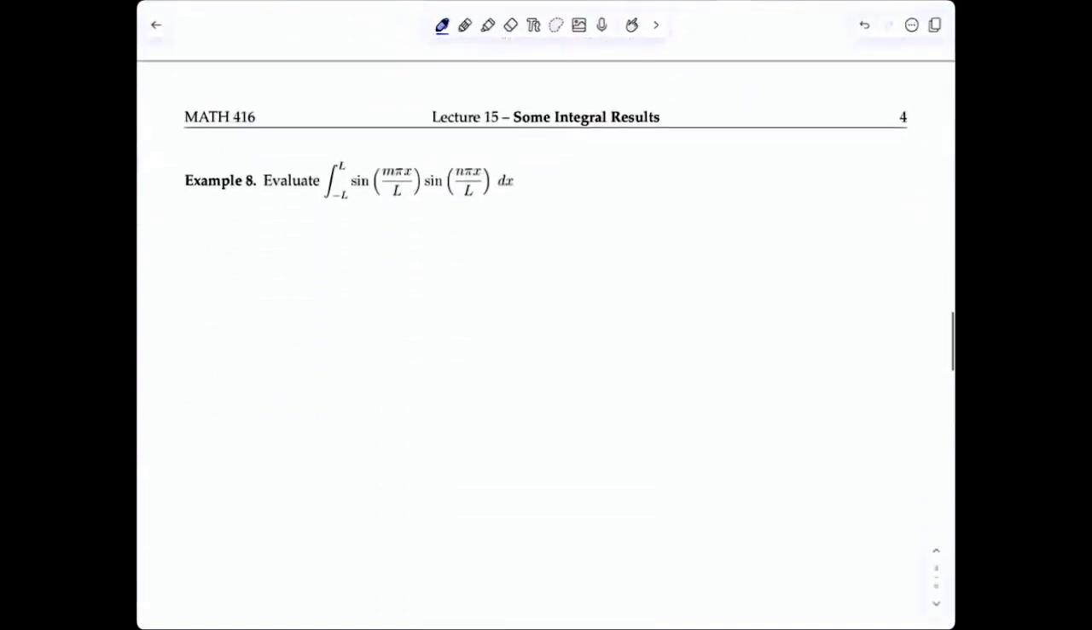Now we're going to move on to example 8. In this example, it's going to take a little bit of time to evaluate the integral, because sine of n pi x over L is an odd function, and sine of m pi x over L is also an odd function. So a product of two odd functions will give you an even function. So you have to spend a little bit of time to evaluate the integral. There's no straightforward answer for this particular integral. Again, we assume that L is greater than 0 and m and n are positive integers.